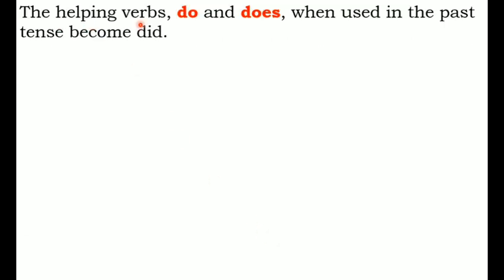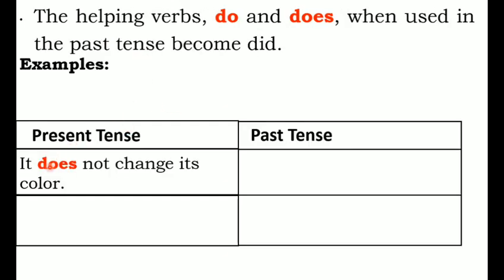Okay. Now, the helping verbs do and does, when used in the past tense, become did. Yung do at does, pag ginamit sa past tense, nagiging did. Example. It does not change its color. To transform this into the past tense, it will become like this. It did not change its color. Notice the change in spelling from does to did.